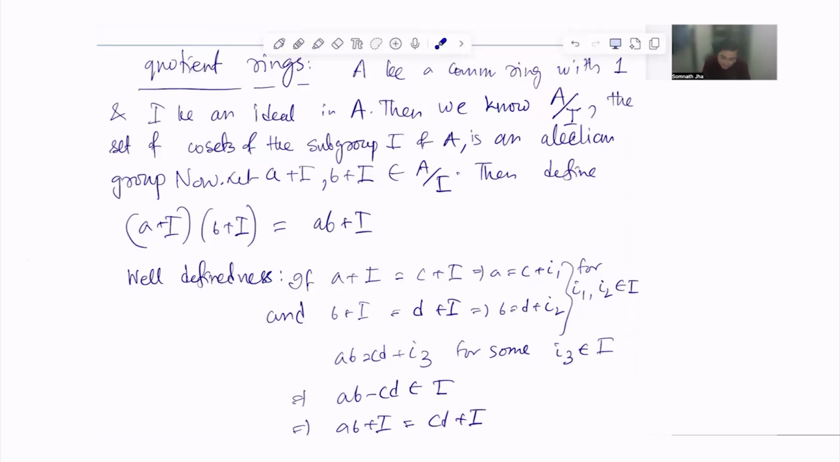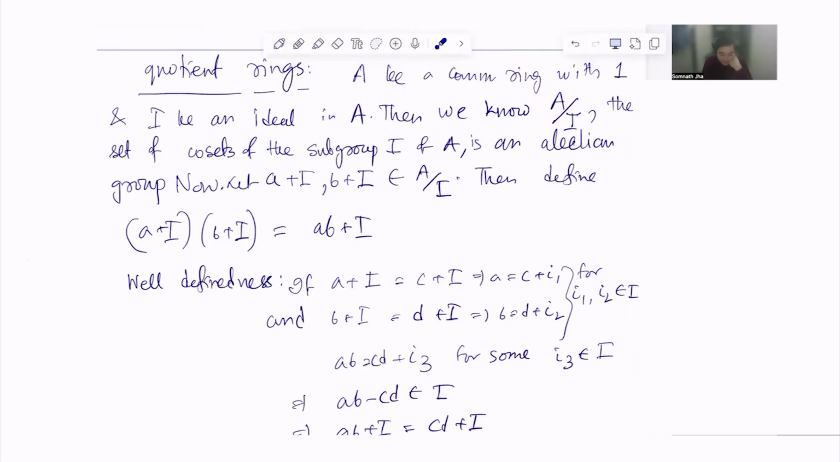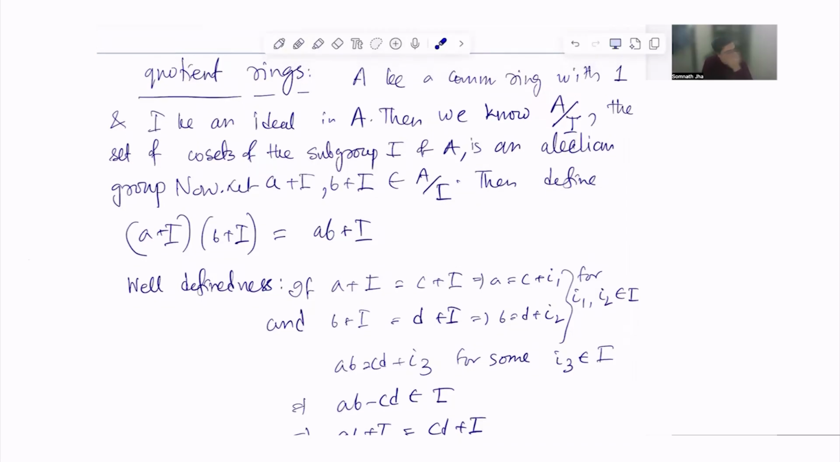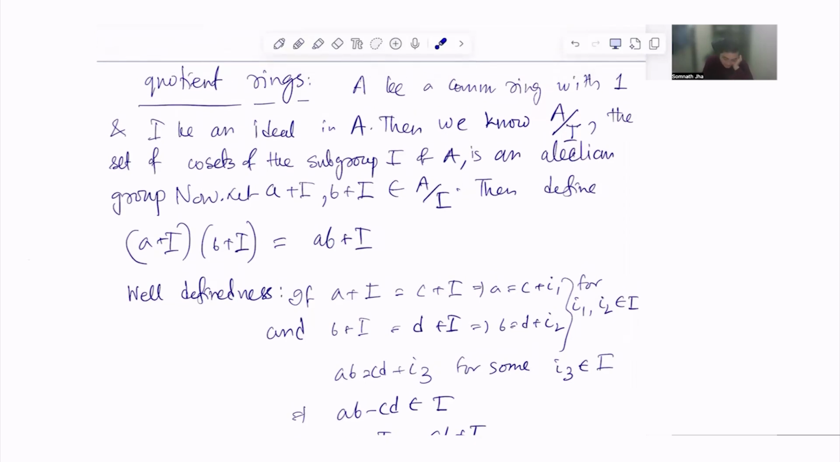Welcome back. So we discussed PID and we saw some examples of PID last time. Like if you take a field F, then the polynomial ring F[x] over F was a PID. Today in this class, we'll discuss quotient rings.